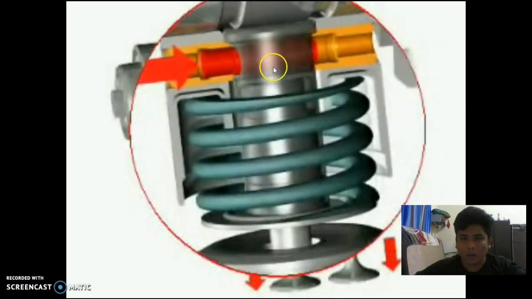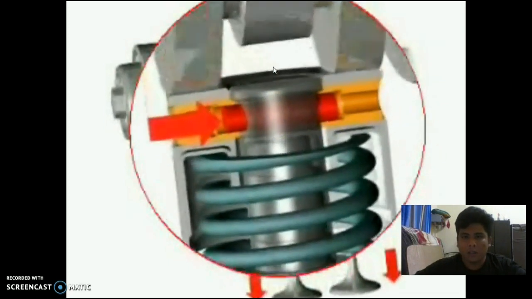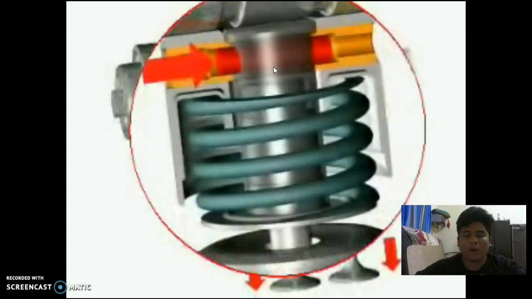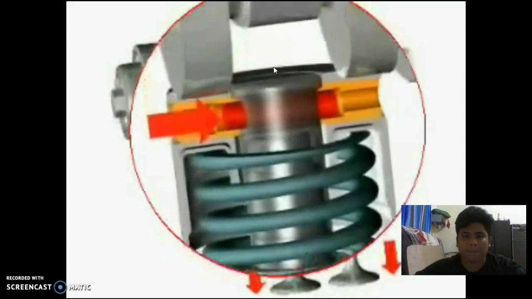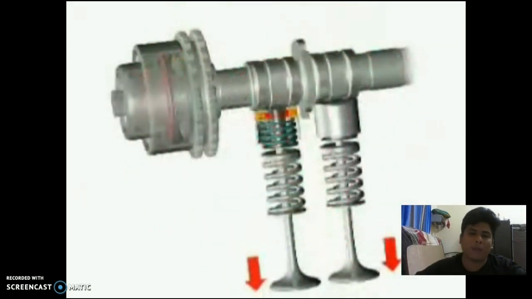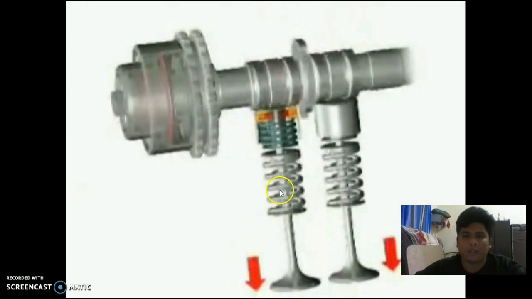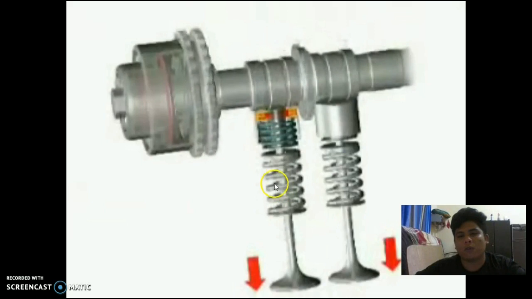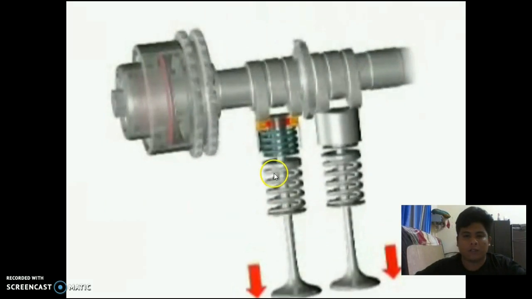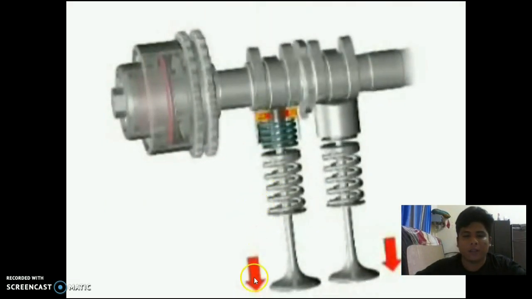After the pin locks, it changes to high RPM or fast cam. In high RPM, the cam moves bigger. This is how Variocam Plus works. That's all from me. Thank you.